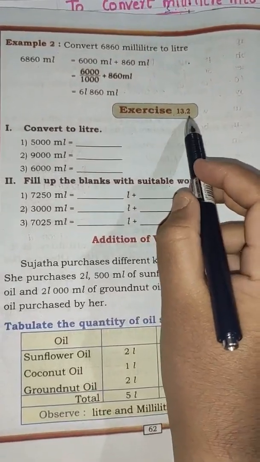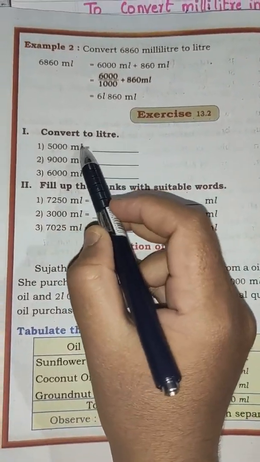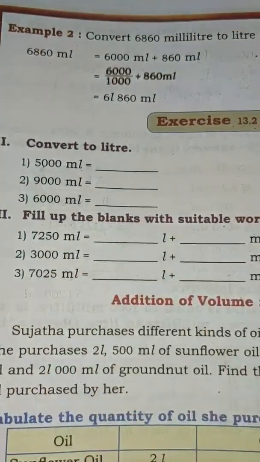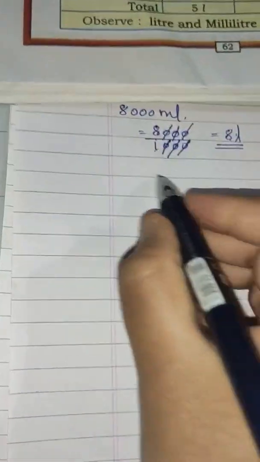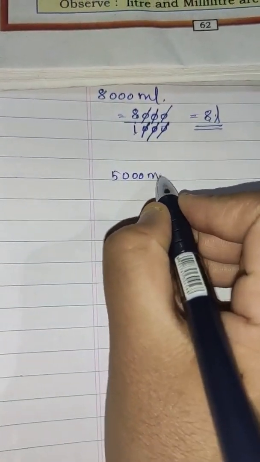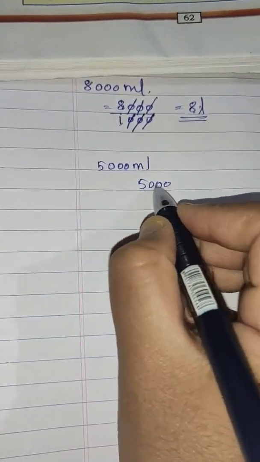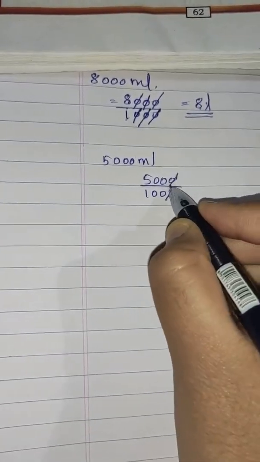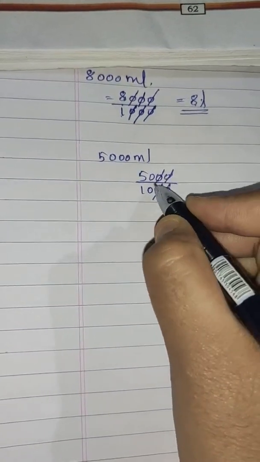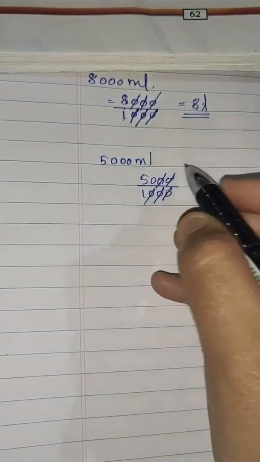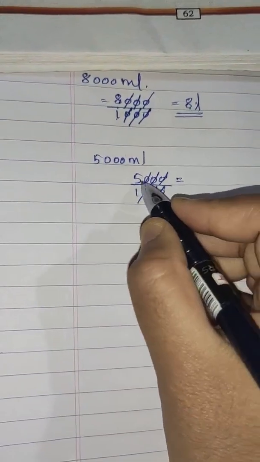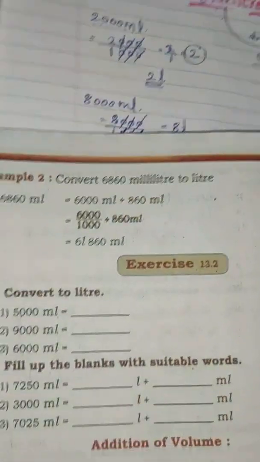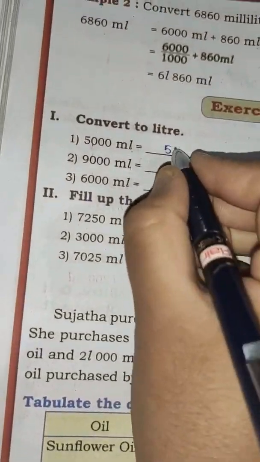Now children, come to page number 62. Exercise part 13.2. Convert to liter. Here they have given milliliter. You have to convert into liter. 5000 milliliter. So 5000 divided by 1000. So we cut one 0 from the denominator and one from the numerator, each time, three times. What's the answer here? 5 by 1 means 5. So we'll write here 5 liter.